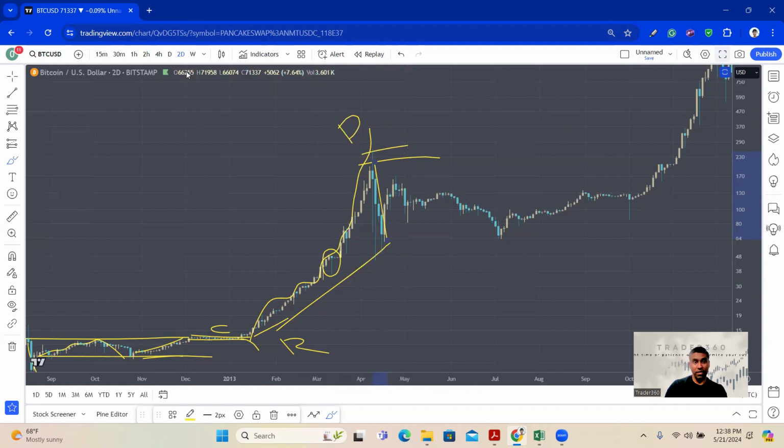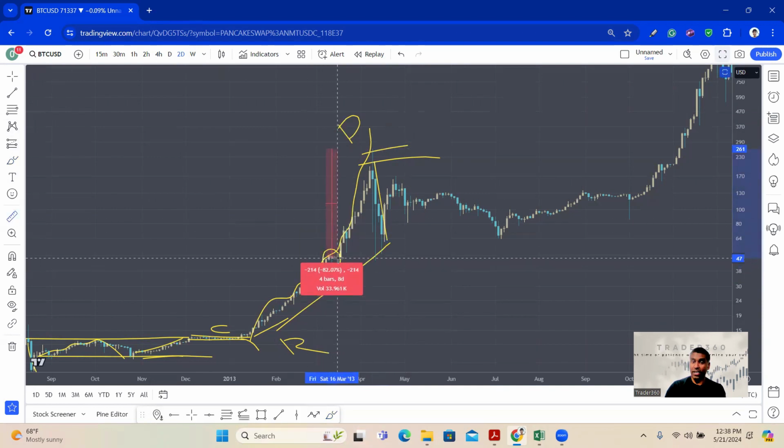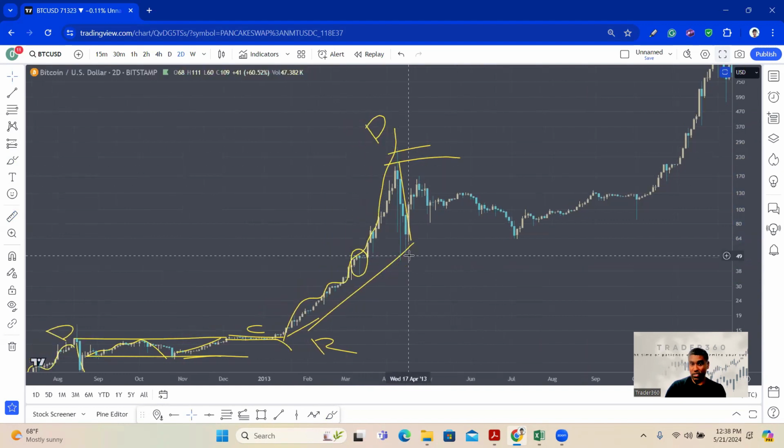4 candles means 2 weeks. In 2 weeks, the prices crashed from 257 to 45. It's a long move, a move of almost 84%. So the prices went down almost 84%. After that, what happens? This was, you can call it, a very short-lived bear market, but still we can call it a bear market.